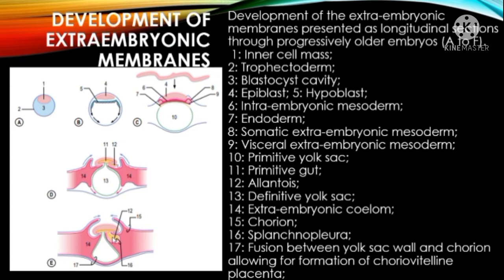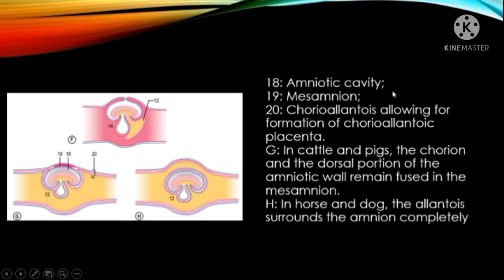And in figure E, the allantois has formed, and also the splanchnopleure, which is formed by the allantois and the extraembryonic coelom. And also, this is the fusion of the yolk sac wall and the chorion, which will then lead to the choriovitelline placenta. And the next is the allantois. It expands until it has covered most of the extraembryonic coelom.